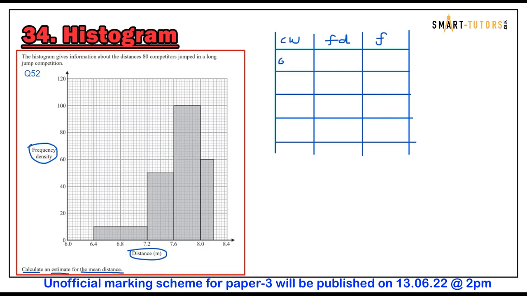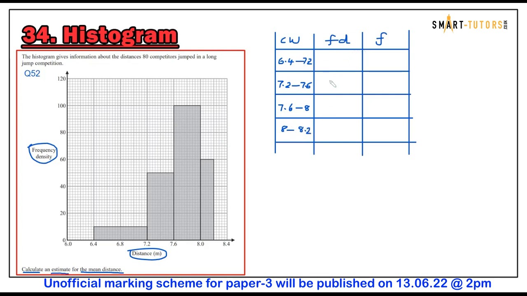So the first class width is starting from 6.4 to 7.2. And the second one is starting from 7.2 to 7.6. And the next one is starting from 7.6 to 8. And the next one is starting from 8 to 8.2. And that is all the 4 class widths.